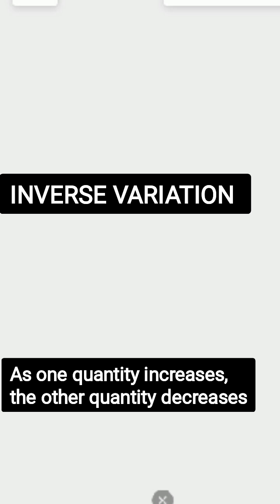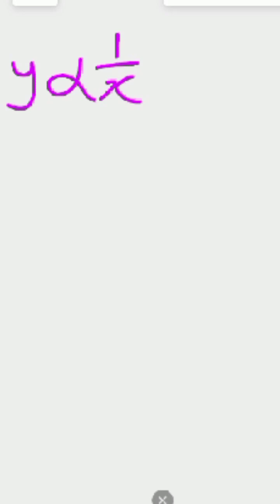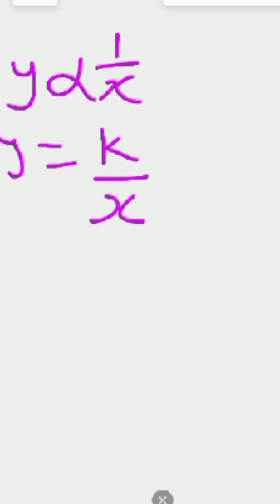We can write it mathematically as y varies inversely as x. See how we write inversely? We write it as 1 over x. And to make it an equation, what do we do? You replace 1 with k, and it becomes y is equal to k over x.